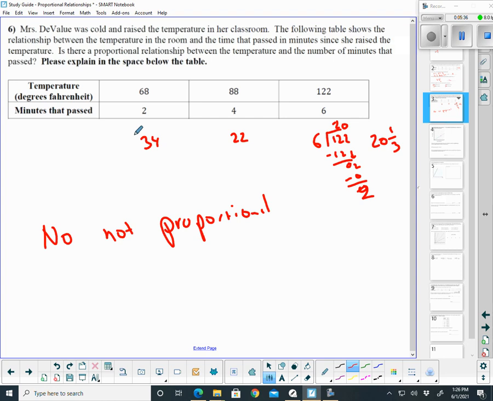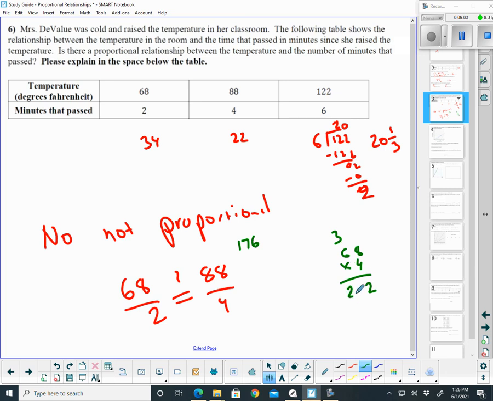Another way you could do it is to check if 68 over 2 is equal to 88 over 4. You can try with cross products. Well, 2 times 88 is 176, and 4 times 68, 4 times 8 is 32, carry the 3, 4 times 6 is 24, plus 3 is 27, so 272. The cross products are not even close to each other, so this is another way of showing that it is not a proportional relationship.